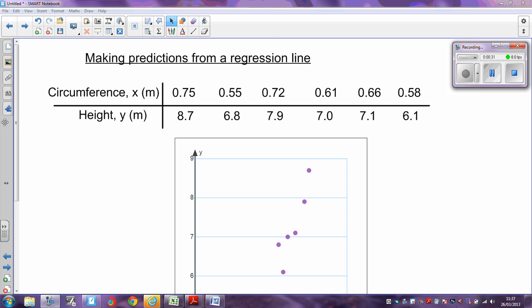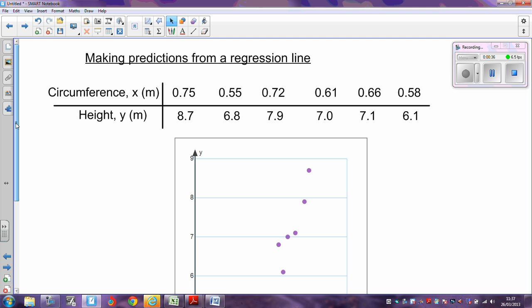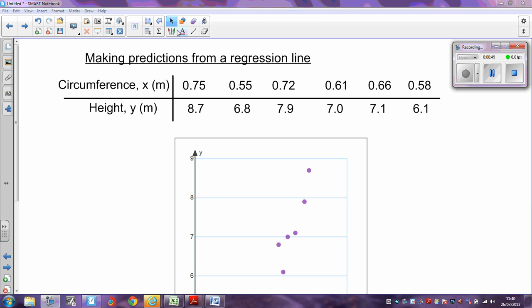I've drawn a scatter diagram, so it looks as though there's a positive correlation between the circumference of the tree and the height of the tree. But let's go on and work out some values. I'm going to put this paired data into my calculator and generate the values that I need. Okay, so I've put all of the data into my calculator, and I'm just now going to write down the information that I've got.